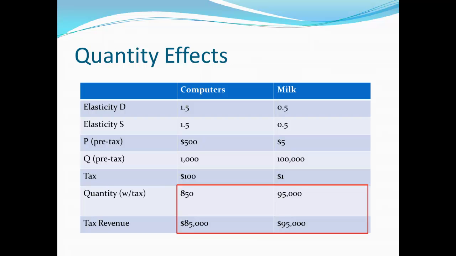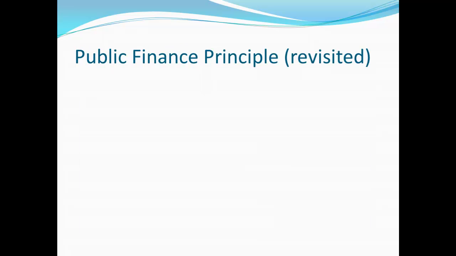Now with milk, it's still true that we don't raise $100,000 like we might have thought, but because people are less likely to cut back on their milk consumption, we raise a substantial portion of that $100,000 we may have expected. As a result, we're going to have more reliable tax revenue if we tax those things that have relatively inelastic demand or supply.